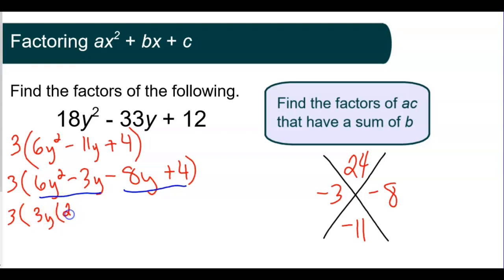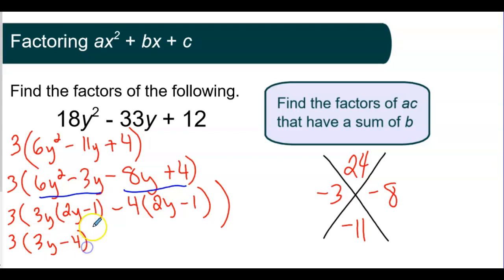So I get 2y minus 1, and then minus the common factor of my next two terms is going to be a 4. And that's also going to be 2y. And it's going to be minus 1. Because negative 4 times negative 1, that gives me a positive 4. And so now I can rewrite this as factors of a binomial, and then I've got a constant monomial there, 3y minus 4 times 2y minus 1.